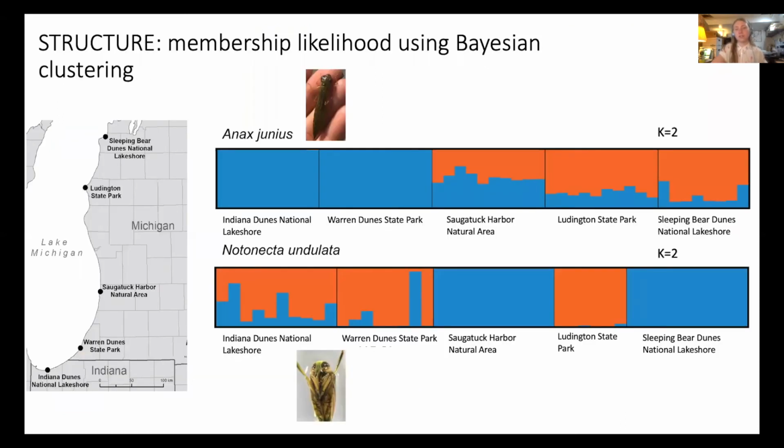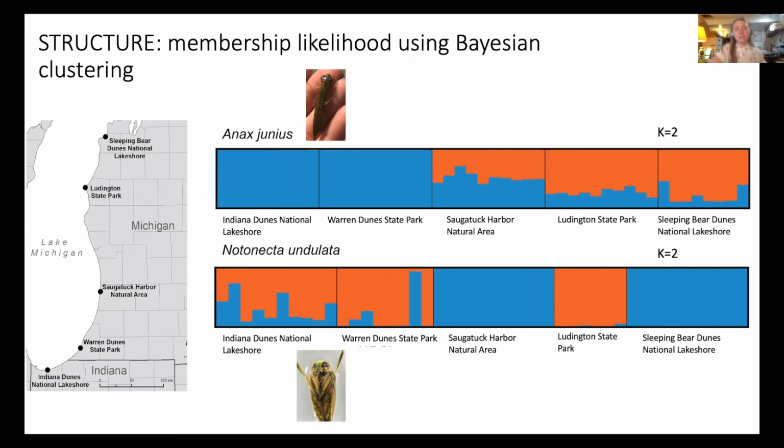We also ran a structure analysis, which is membership likelihood using Bayesian clustering. To read this figure, each box represents a focal sampling location, and each bar within the sampling location box represents an individual. The height of the bar within each box represents the likelihood that each individual is a member of a particular cluster, whether it be the blue or the orange cluster. Our southern sites are on the left side of the bar plots and northern are on the right.